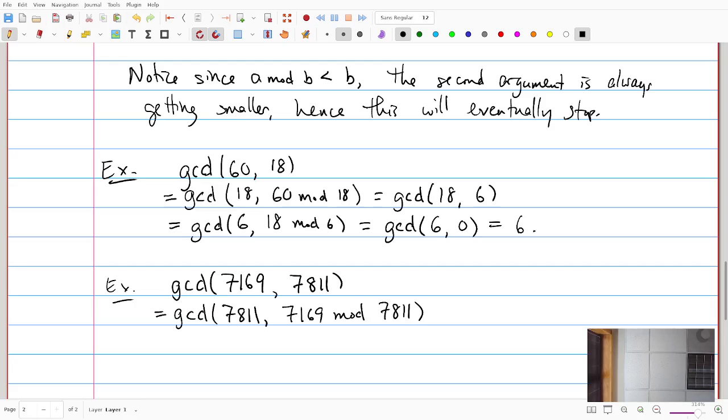It's kind of a trick question. So it's actually 7169. Why? It's first, so if you divide it, you get 0. I'm taking 7169 divided by 7811. I mean, 7811 is bigger than this, so it won't fit in even once. So the quotient is 0, and the remainder is just 7169. So it seems like we haven't really made any progress, but we have.